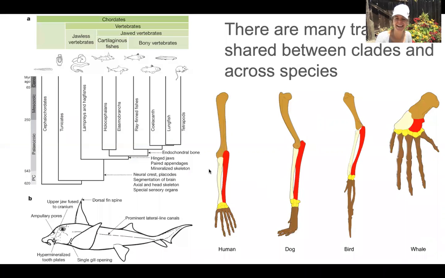We'll go into it. They're not just similar, they're homologous. And homo meaning same. There are many different traits that are shared within similarly related species and then more distantly related, as you guys studied with these arm bones.